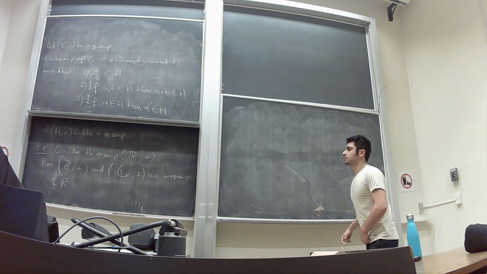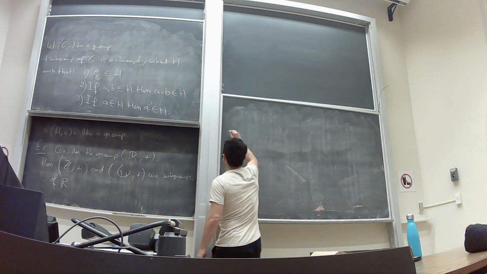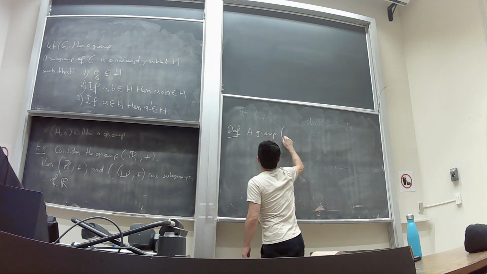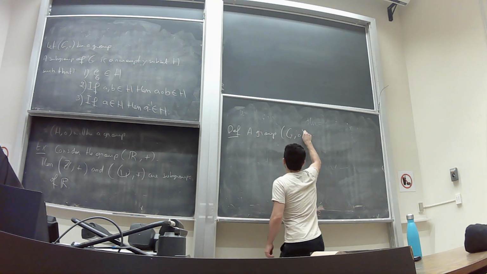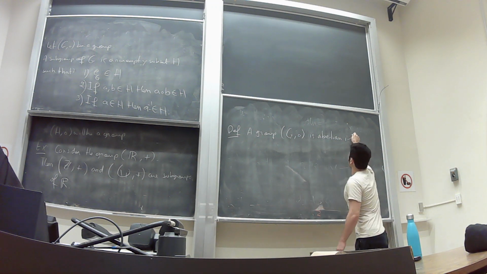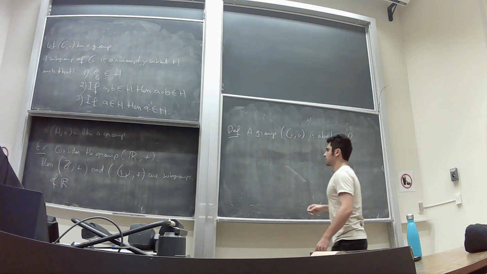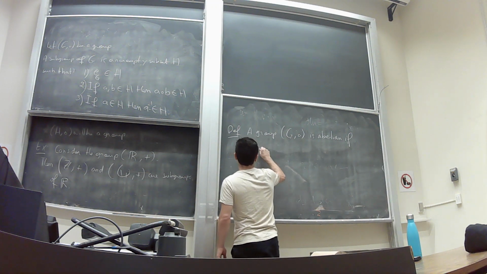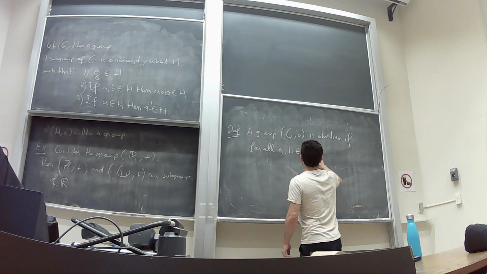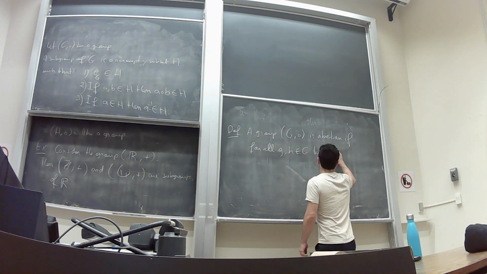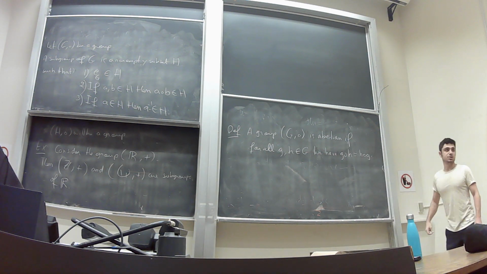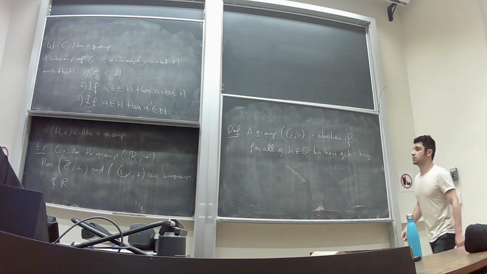Okay? Now, another definition here. A group G circle is abelian if for all g, h in G we have g circle h is equal to h circle g. Okay, let's give an example.